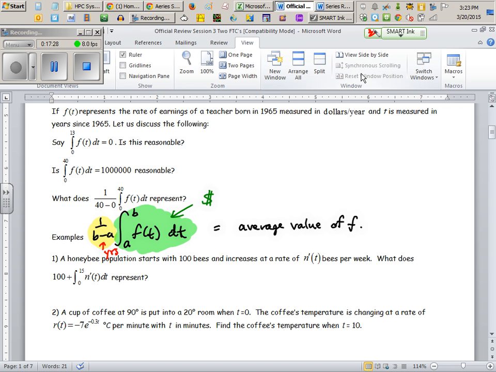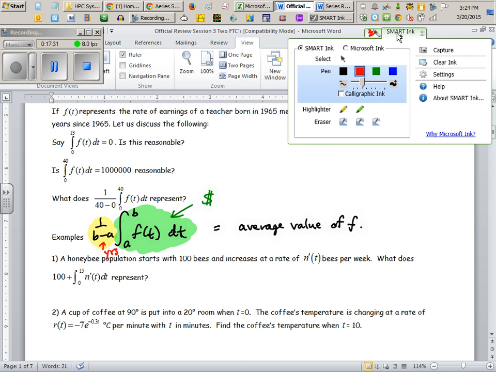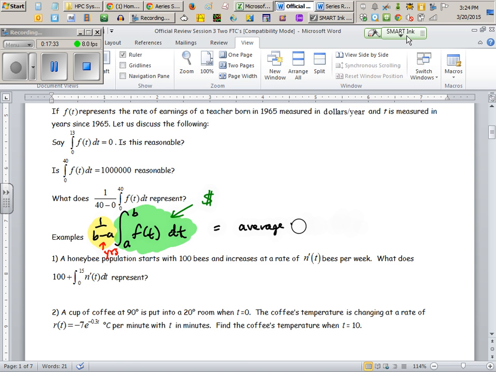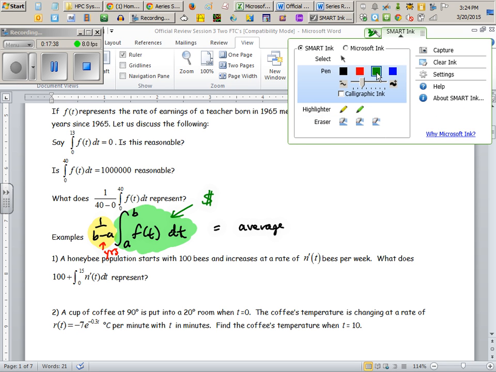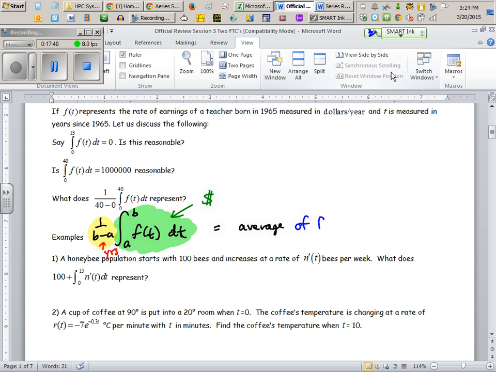It is average. Average what? It's the average of f, right? Look back at the instructions. Average of f. What was f measured in? Dollars per year. Yeah, so it's the average change in dollars per year. It's my average change in salary. So I'm the teacher, right? It's my average change in dollars per year. Or it's the change in my average rate of earnings.